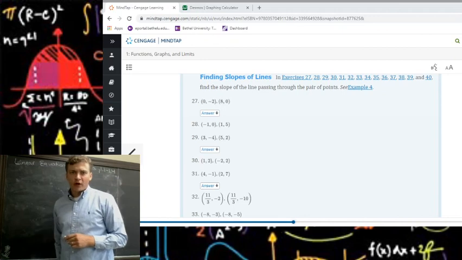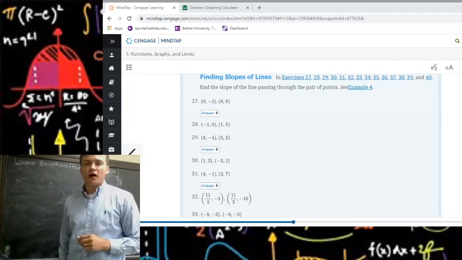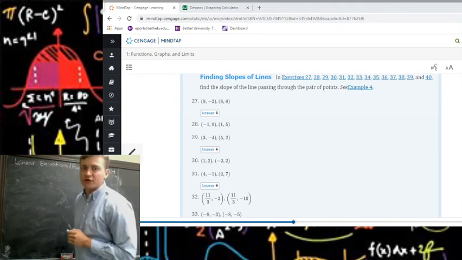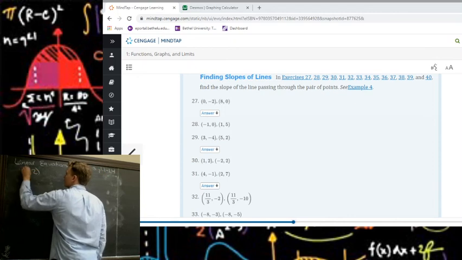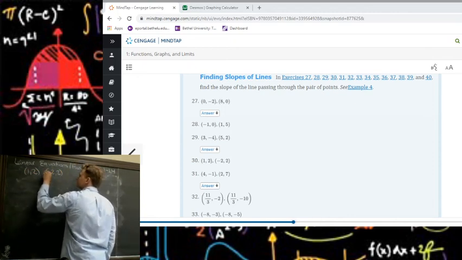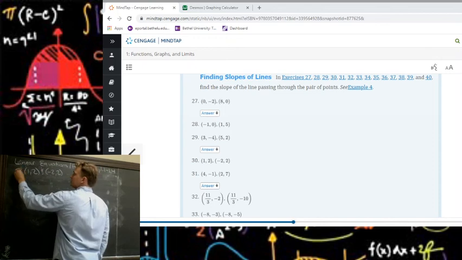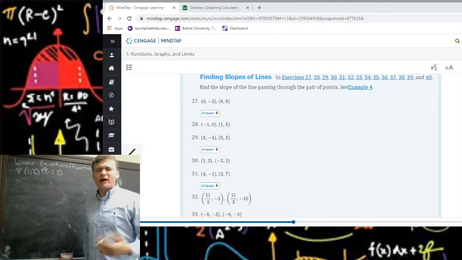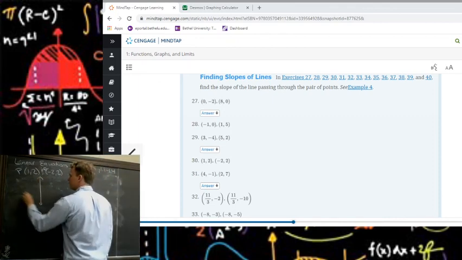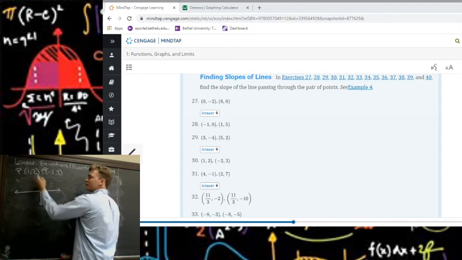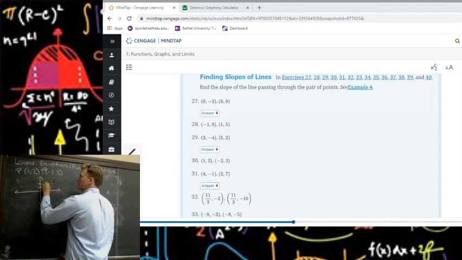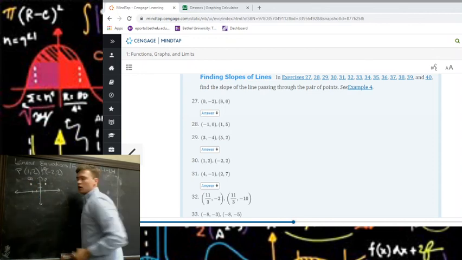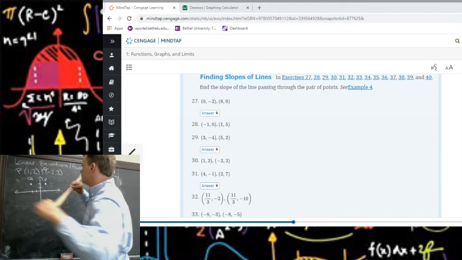In this next one, we're going to look at problem number 30, finding the slope of the line between these two given points. Number 30, we have 1, 2, and negative 2, 2. Again, I'm going to call them point P and point Q. We're given the 2 points. Go ahead and graph it. For 1, 2, negative 2, positive 2. Again, all we need is 2 points to graph a line.